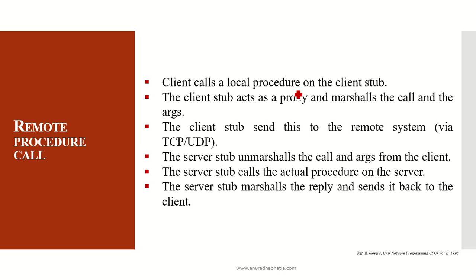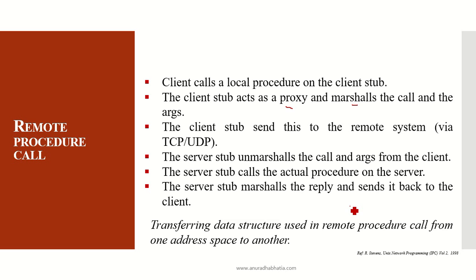The client calls a local procedure on the client stub. The client stub acts as a proxy and marshals the call and the arguments. Now what is this marshal? Marshal is basically when you communicate the data structure used in a remote procedure call from one address space to another. When I say I'm marshalling my data or marshalling the call, it is transferring the data structure used in the remote procedure call from one address space to another.